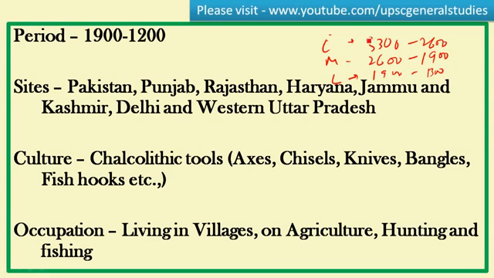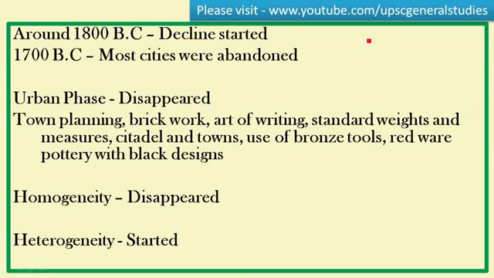Let's discuss this post-urban Harappan civilization, that is, late Harappan civilization. The period here is 1900 to 1200 BC. It started around 1800 BC, marking the decline in the uniformity which was witnessed during the mature Harappan phase. During the mature phase, we witnessed town planning, uniform brickwork, art of writing, standard weights and measures, and the development of cities on the lines of citadel and lower town.